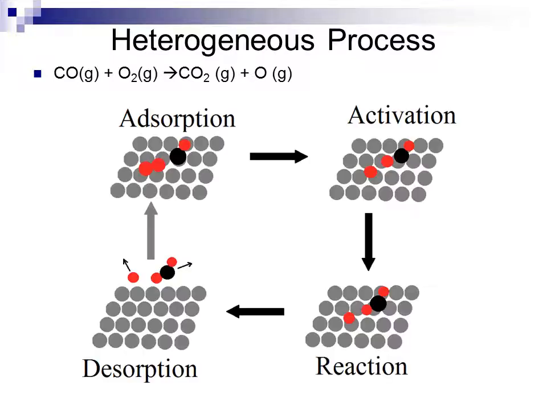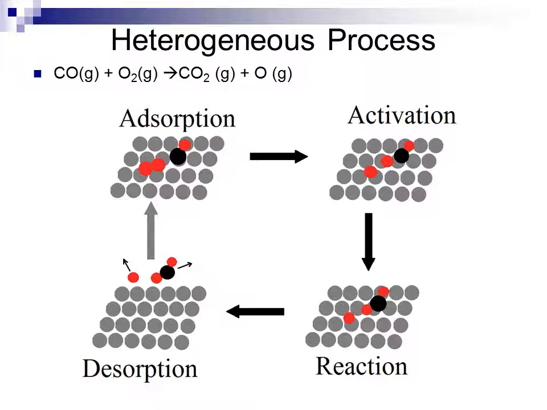If we look at an example of a heterogeneous process catalyzing the conversion of carbon monoxide to carbon dioxide with the production of an oxygen atom, overall the process is a cyclic process. We start with the adsorption on the top left, where the oxygen and the carbon monoxide will stick to the surface of the catalyst.